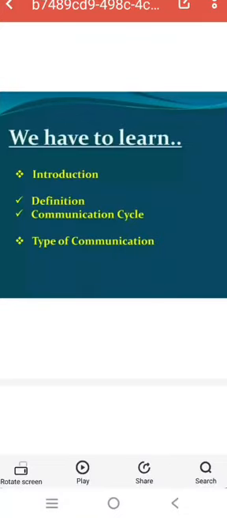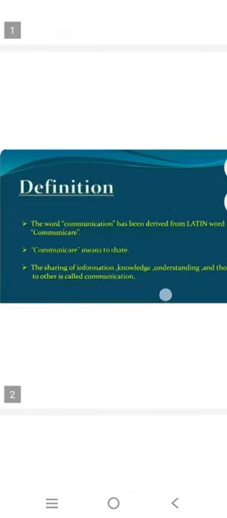Today our topic is the communication cycle. Contents: introduction, definition, communication cycle, types of communication. Communication cycle definition. The word communication has been derived from the Latin word communicare. Communicare means to share. The sharing of information, knowledge, and understanding with others is called communication.